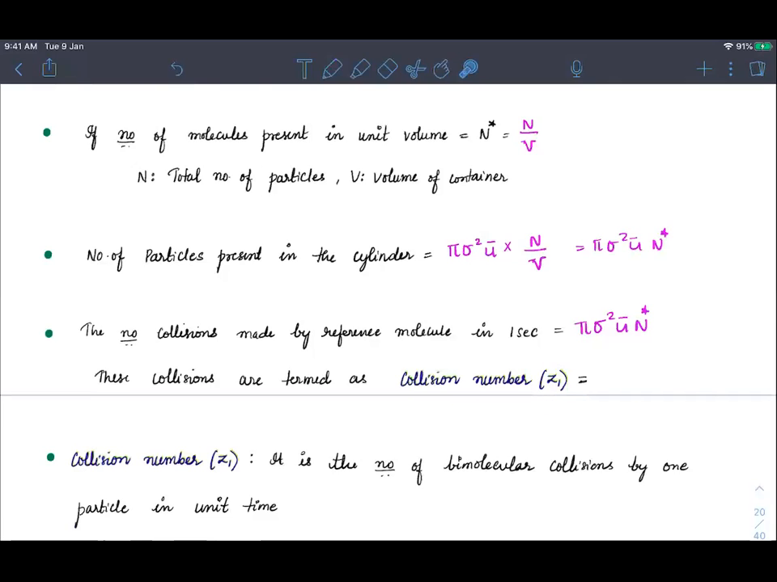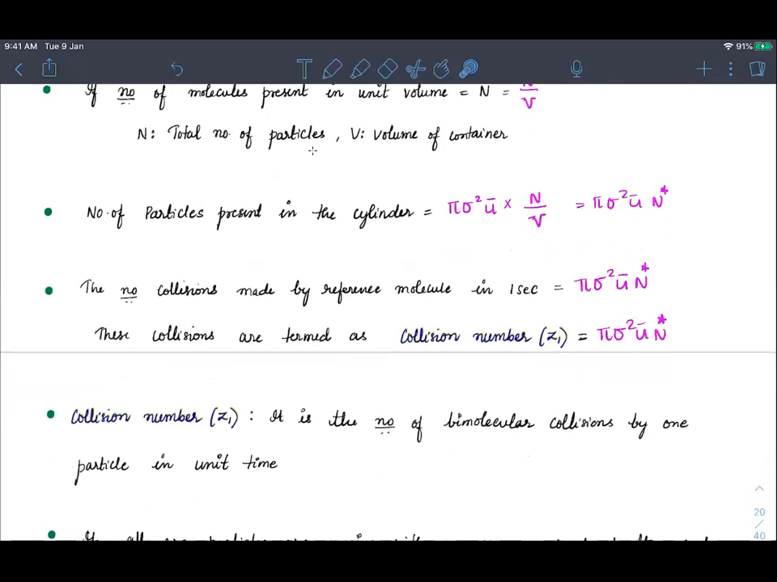So collision number Z1 represents the number of bimolecular collisions done by one particle in unit time. Okay, so you can see that pi sigma square U bar N star is the number of collisions done by one particle in unit time. And that is the definition as well. Yes, all of you understood that? Just let me finish this part, then I'll give a break, okay?